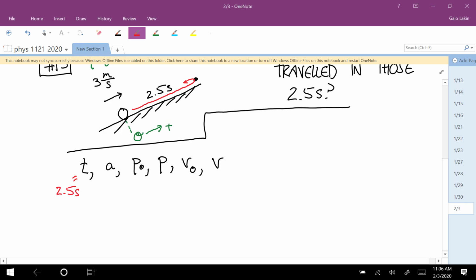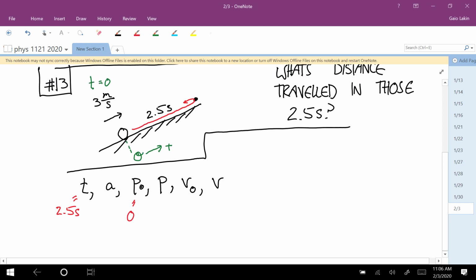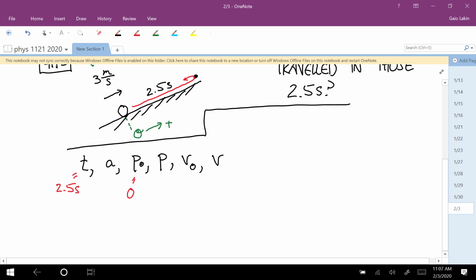This isn't free fall. It's not free fall if the thing is touching anything. So we don't know the acceleration yet. Do we know the position at time equals zero? Yeah, so anytime that you choose your zero position to be the object's position at time equals zero, that's saying that P0 is zero.